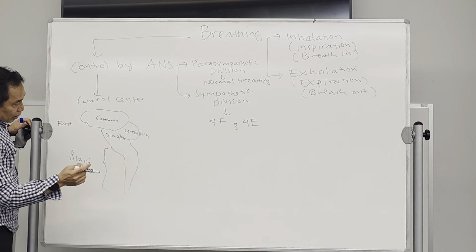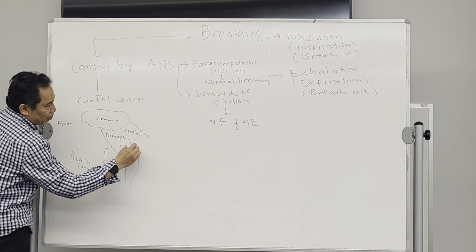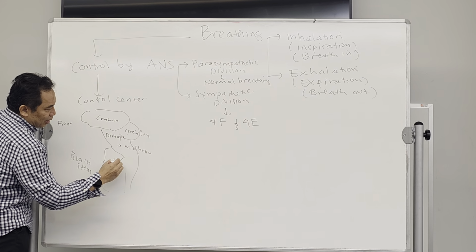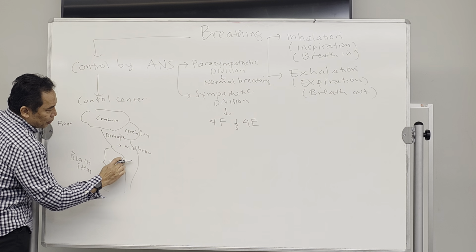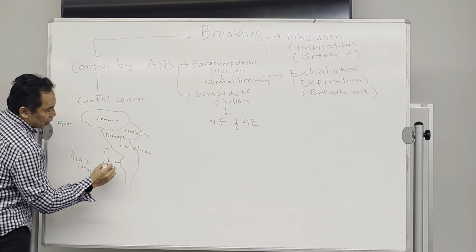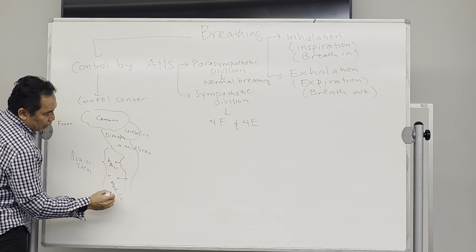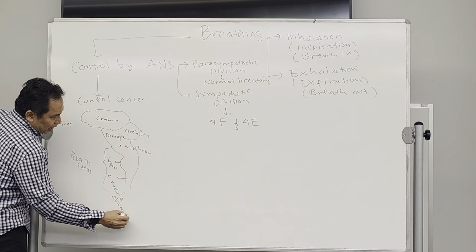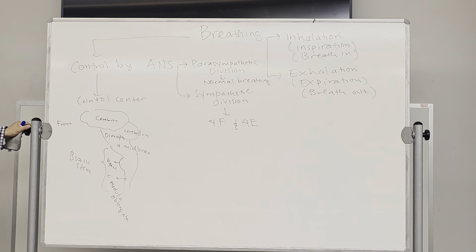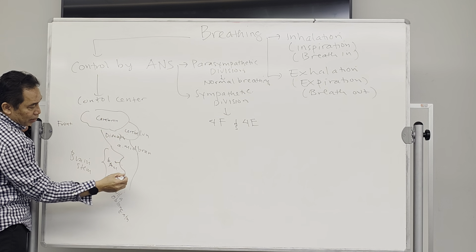On the brainstem, you have the midbrain area, and we have the pons, and we have the third part, which is called the medulla oblongata. This is the three parts of the brainstem. Now, the control center for normal breathing is located in the medulla oblongata.